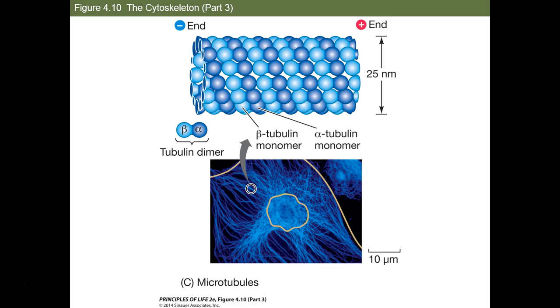As you can see in the diagram above, they are thicker than both microfilaments and intermediate filaments. The thickness of microtubules helps give them their strength.